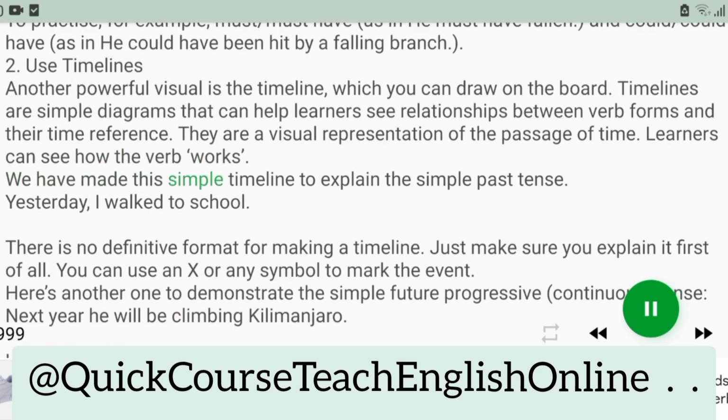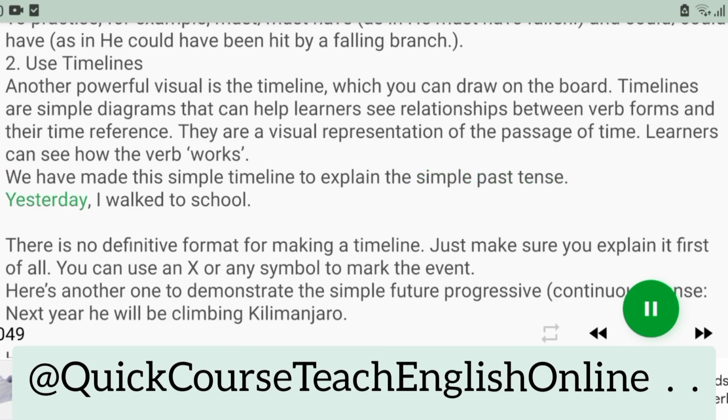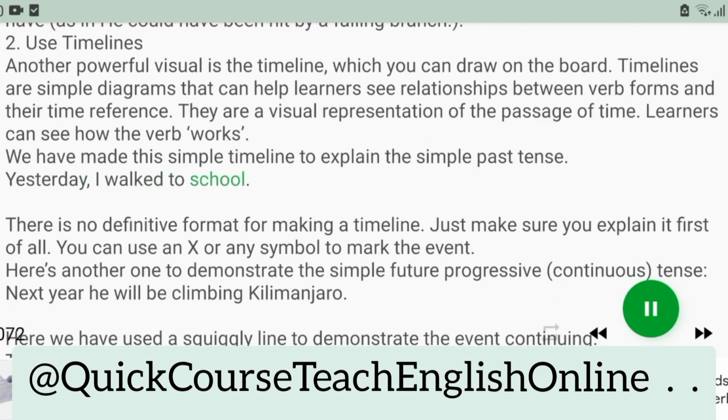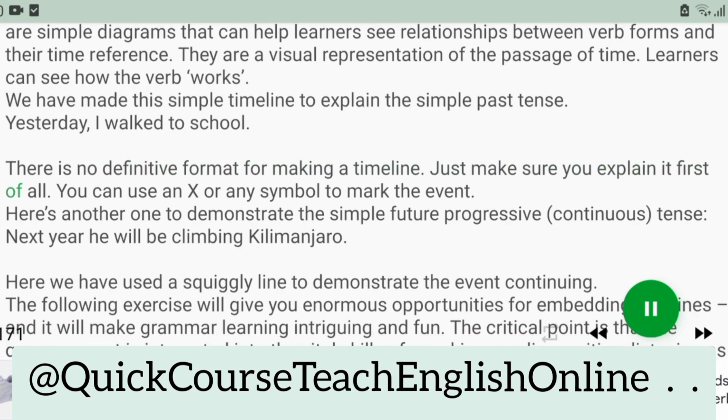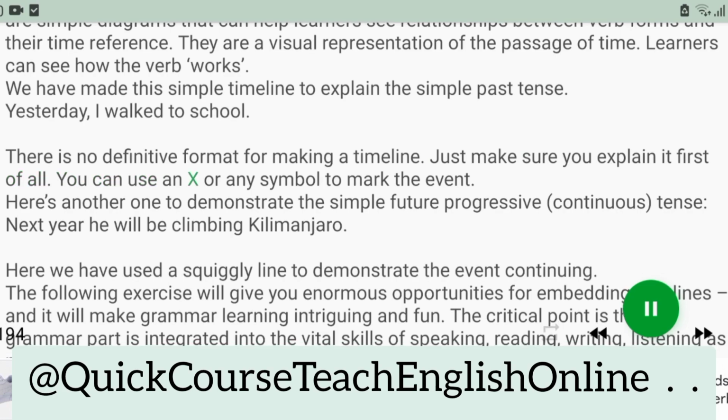We have made this simple timeline to explain the simple past tense. Yesterday, I walked to school. There is no definitive format for making a timeline. Just make sure you explain it first of all. You can use an X or any symbol to mark the event.